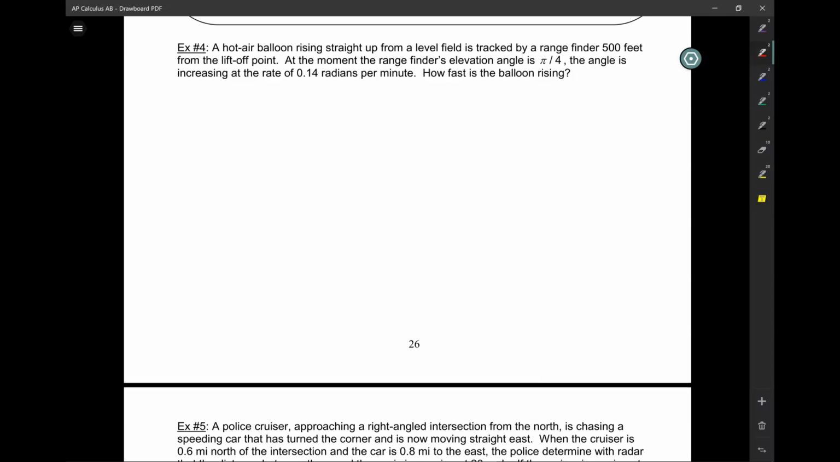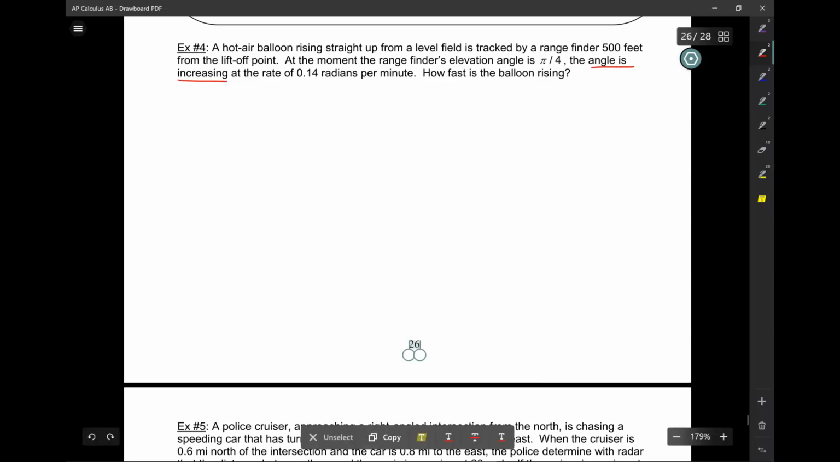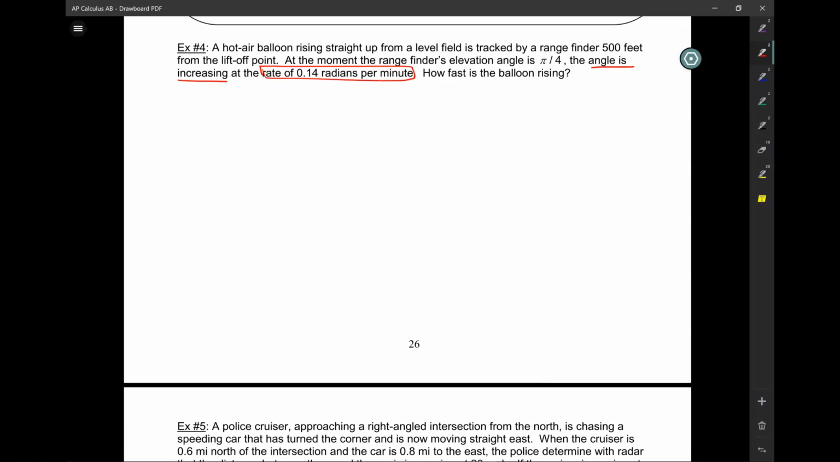Now, look at this. I have a rate here. The angle is increasing at a rate of 0.14 radians per minute. Okay, the angle is increasing. So the angle is changing with respect to time. That means it's d theta dt. And because it's increasing, the rate is positive 0.14 radians per minute.